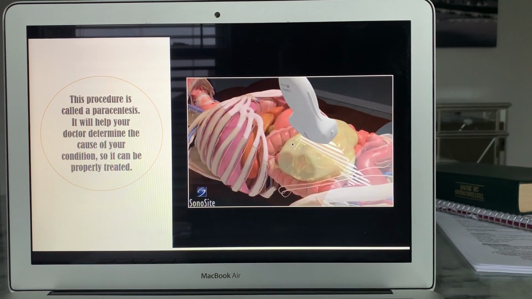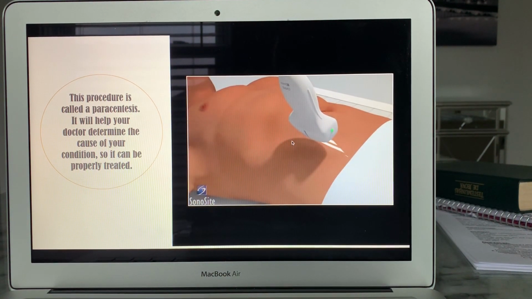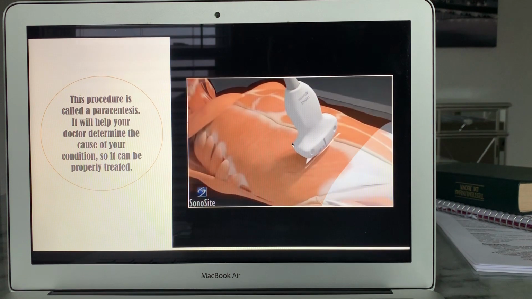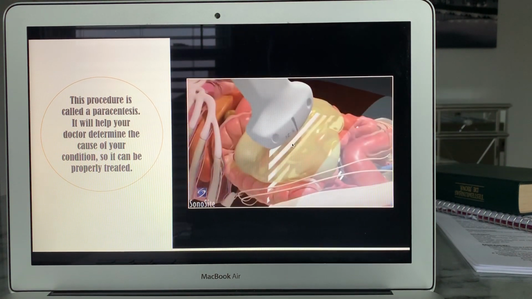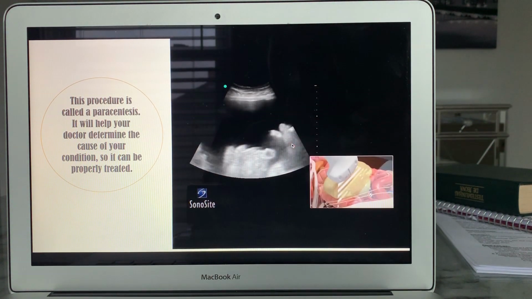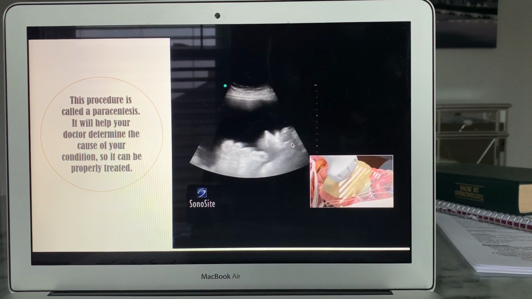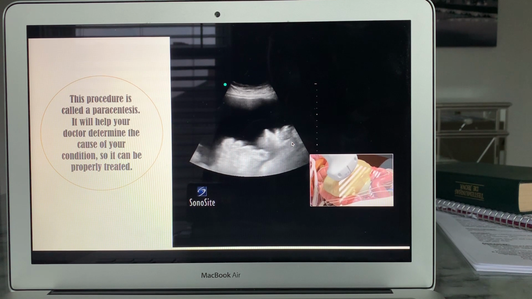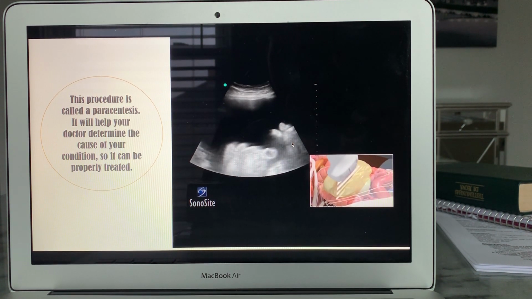Place the transducer in a transverse position with the orientation marker to the right. The transducer is placed at the lateral border of the rectus sheath at the level of the umbilicus. To evaluate the abdominal cavity for free fluid, sweep the transducer from an inferior to superior position. Fluid will appear hypoechoic or anechoic and accumulate in the lateral gutter and between loops of bowel.